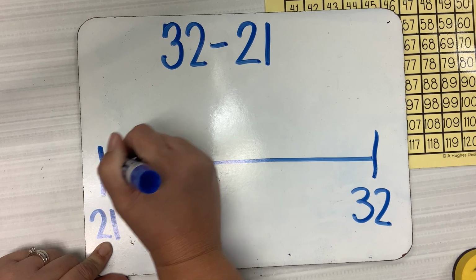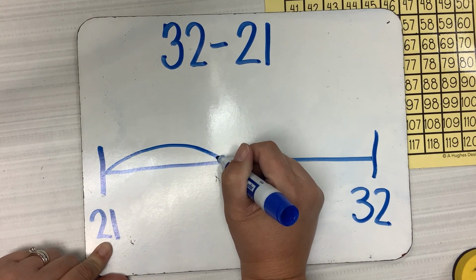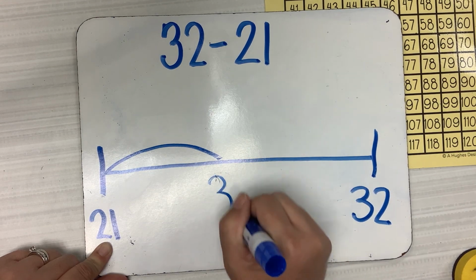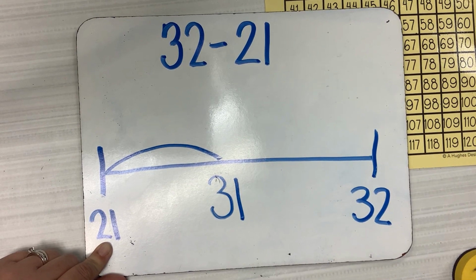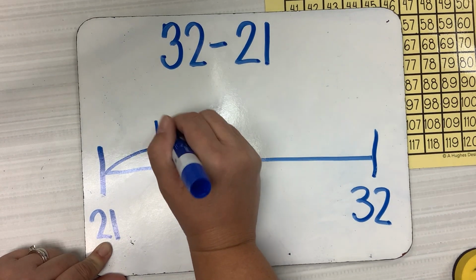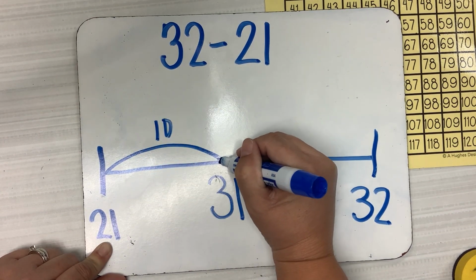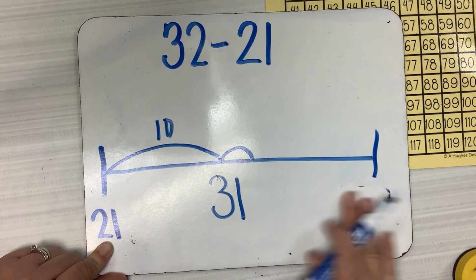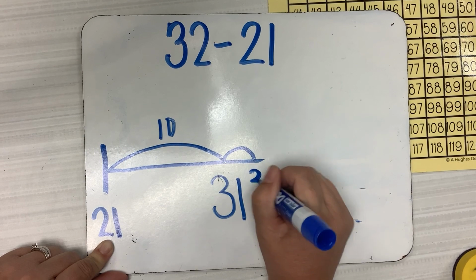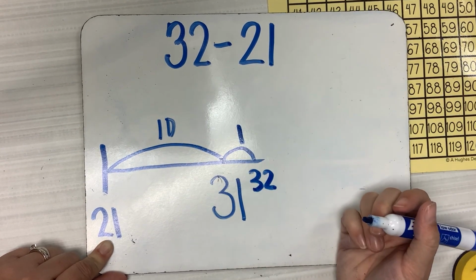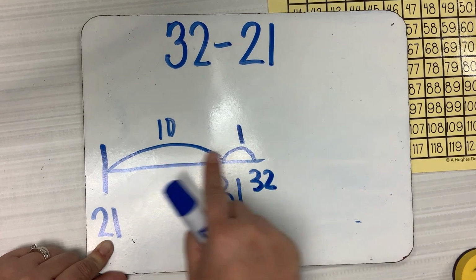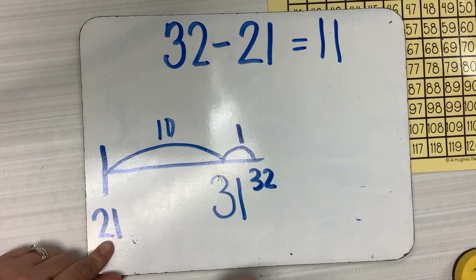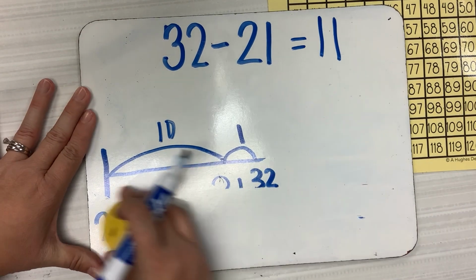21, 31, 41 would be too high, so I'm only going to count to 31. Now I'm going to count by ones. 31, 32. That's my answer. Looks like my 32 is all the way down here now. One jump to 32. 10 plus 1 is 11. My answer is 11. Let's do another one.